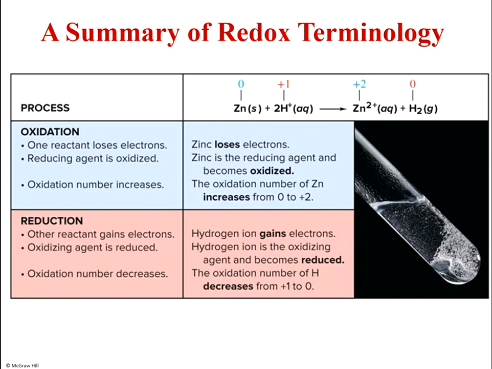The reduction part of this reaction is the other reactant that is gaining the electrons. So in this case, that's the hydrogen ion, which gains the electrons. The oxidizing agent itself, which is the acid. Acids are very commonly oxidizing agents. The oxidizing agent itself is reduced. Hydrogen ion is the oxidizing agent and becomes reduced to hydrogen gas, and its oxidation number decreases from +1 to 0.